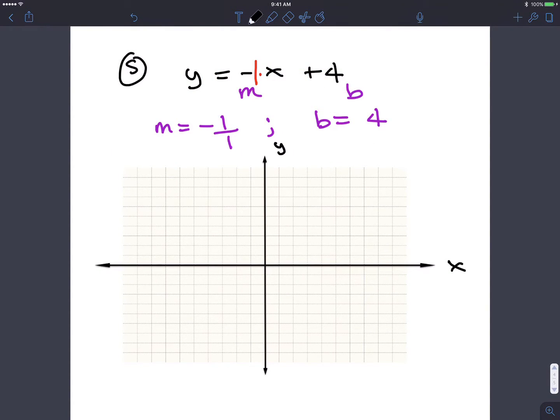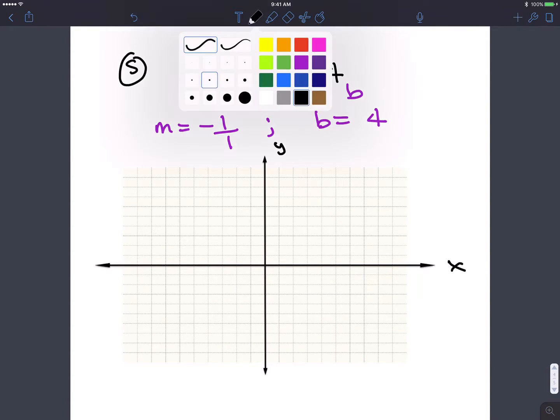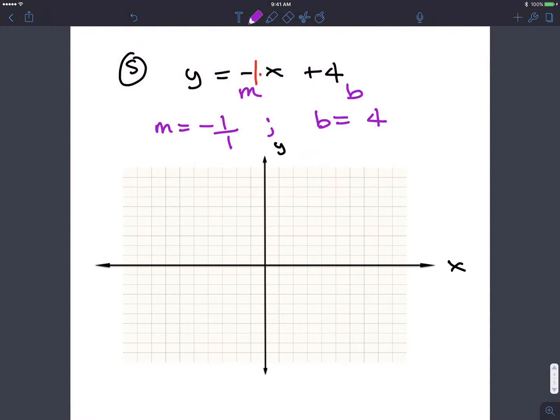X-axis, y-axis. We're going to start by plotting the y-intercept at positive 4. So that's up 1, 2, 3, 4. This is the location at 4. We're going to use a slope of negative 1 over 1. And what that means is I go down 1 and I go to the right 1.